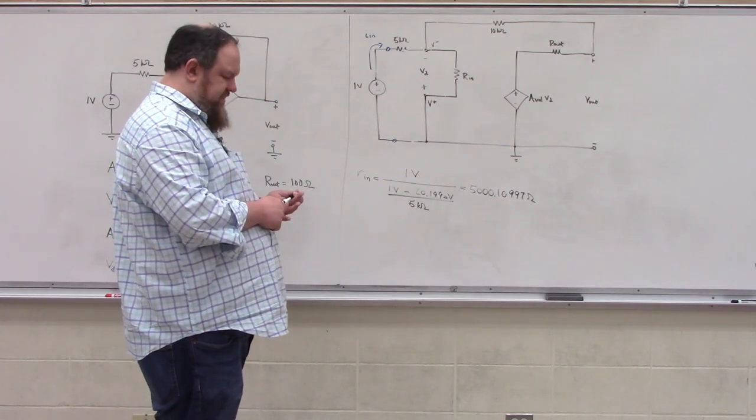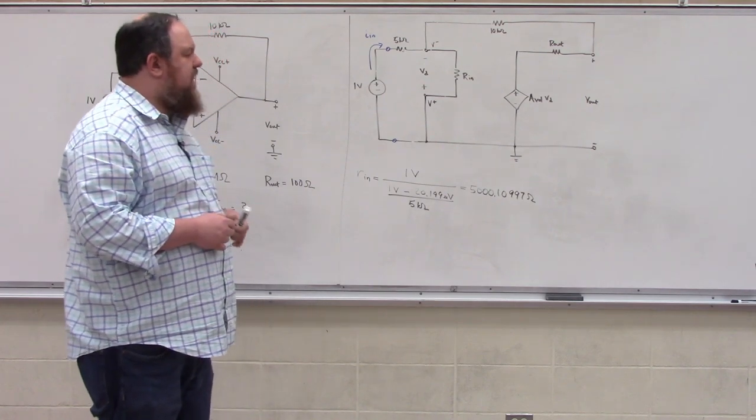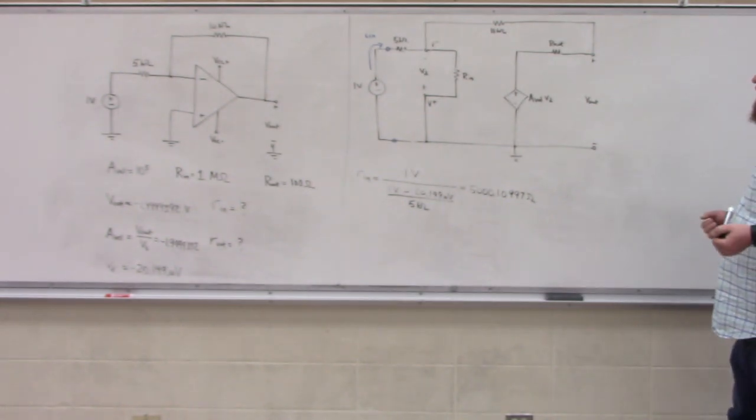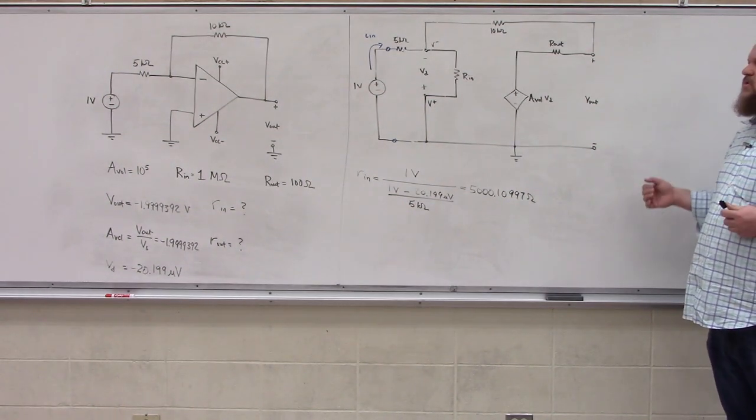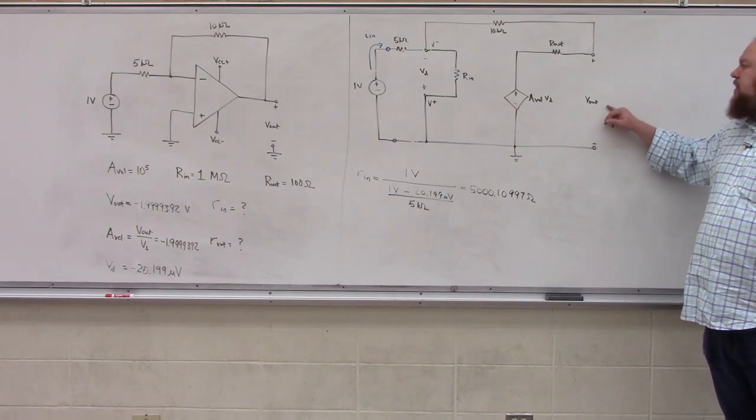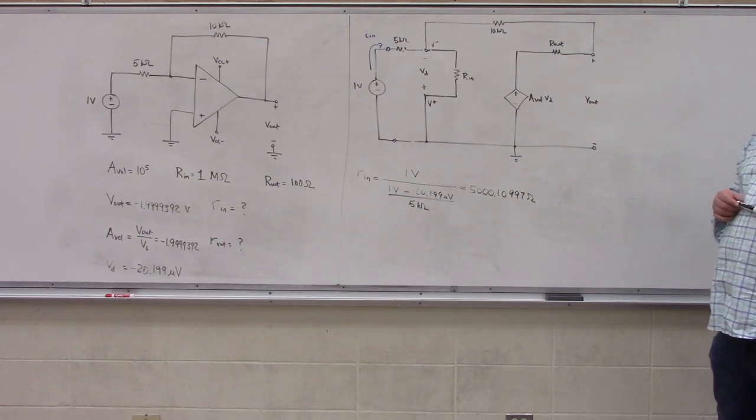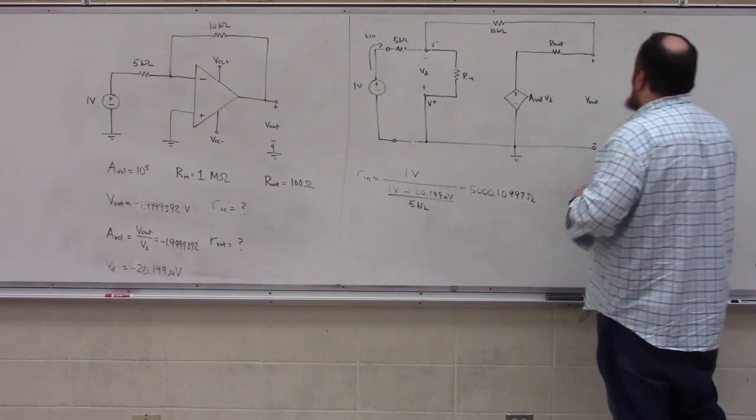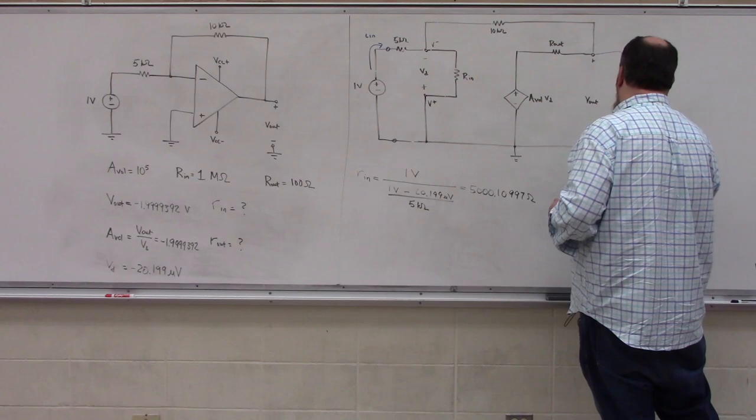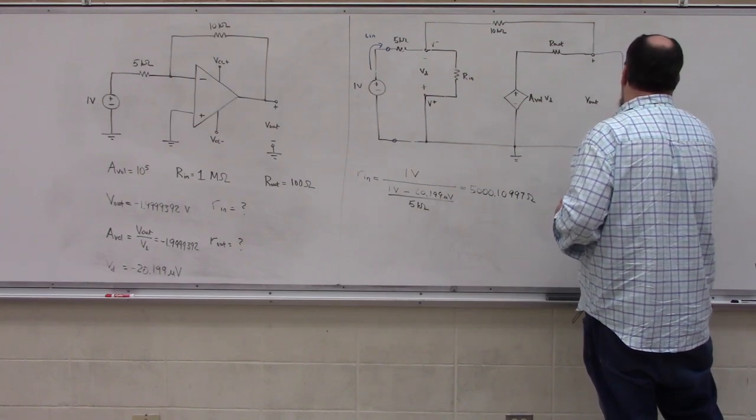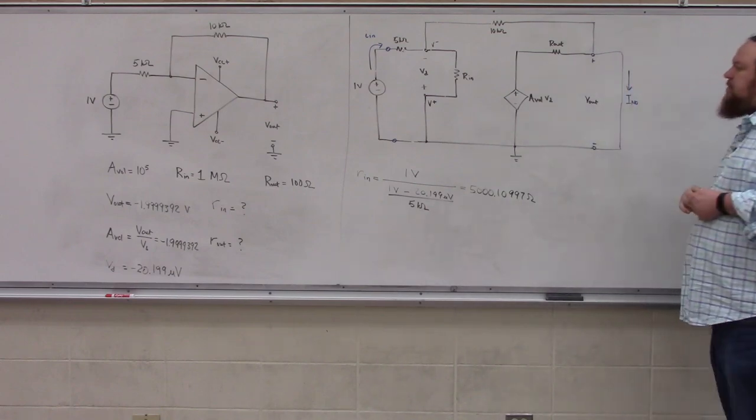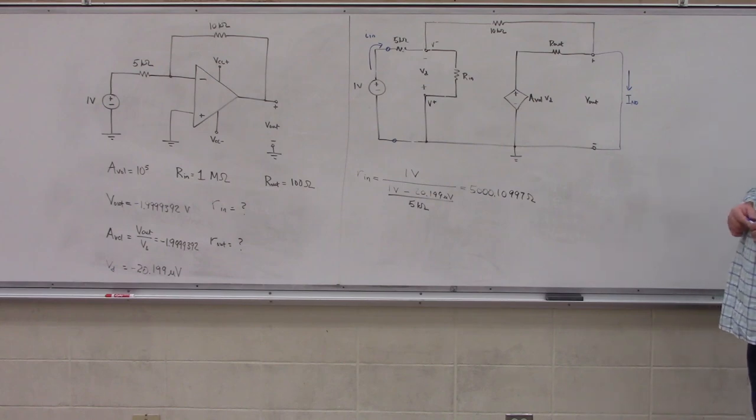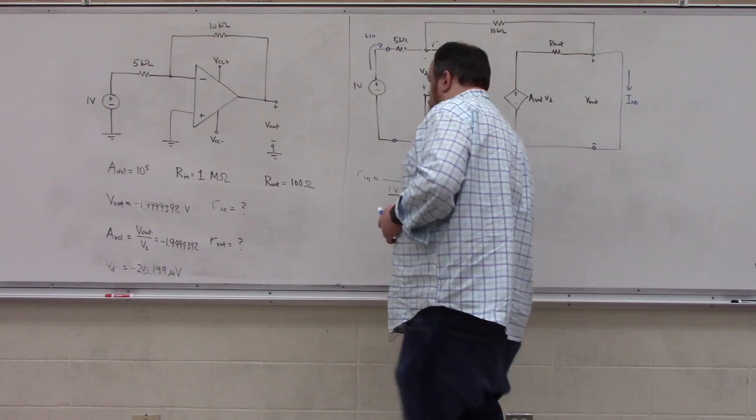To determine the output resistance, we're going to apply Ohm's law again, where we're effectively going to determine the Thevenin equivalent resistance. So we know what the open circuit voltage is. We've already determined it. Vout is negative 1.9999392 volts. Now we need to determine the Norton current if we short circuit these output terminals, because the ratio of the Thevenin voltage, V out, divided by the Norton current is the output resistance. Let's put this here.